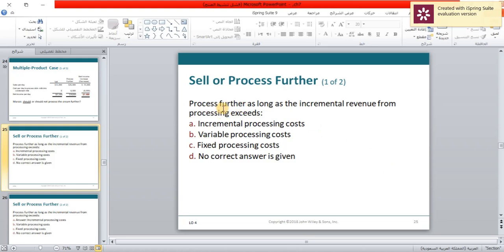Process further as long as the incremental revenue from processing exceeds what? This is multiple choice: incremental processing cost, variable processing cost, fixed processing cost. No correct answer is given. As we see from the previous question, process further as long as the incremental revenue from processing exceeds incremental processing costs. The correct answer is A.